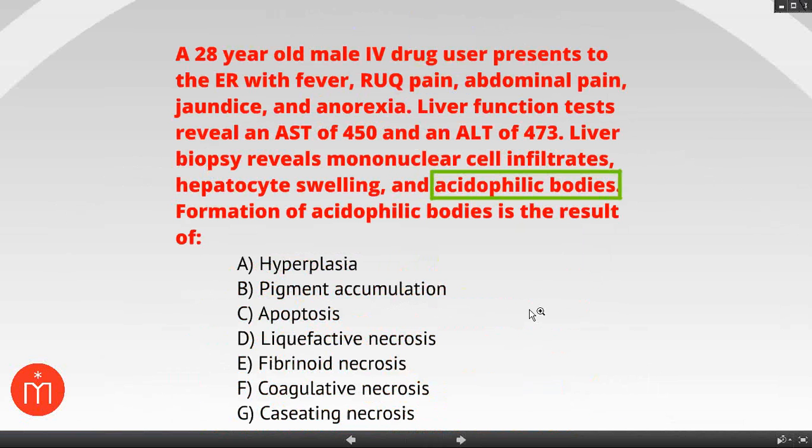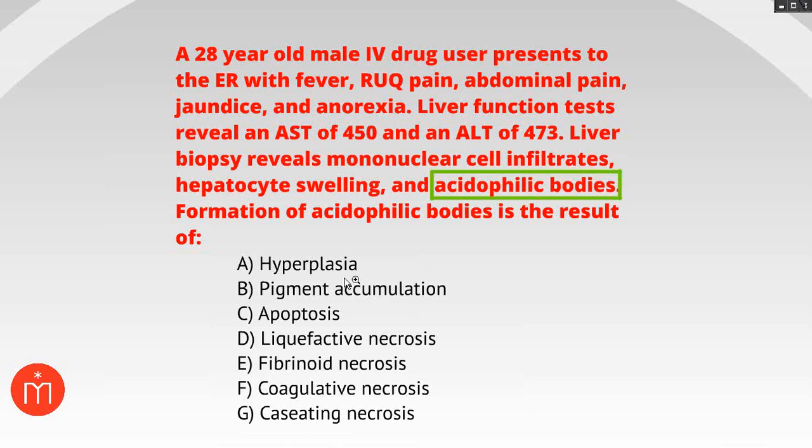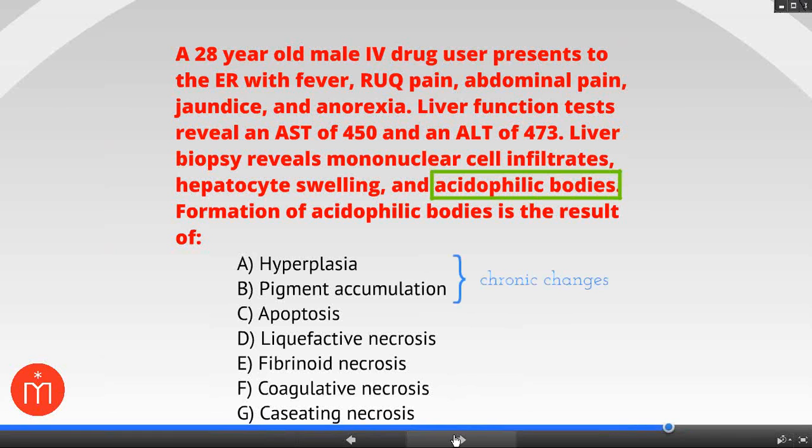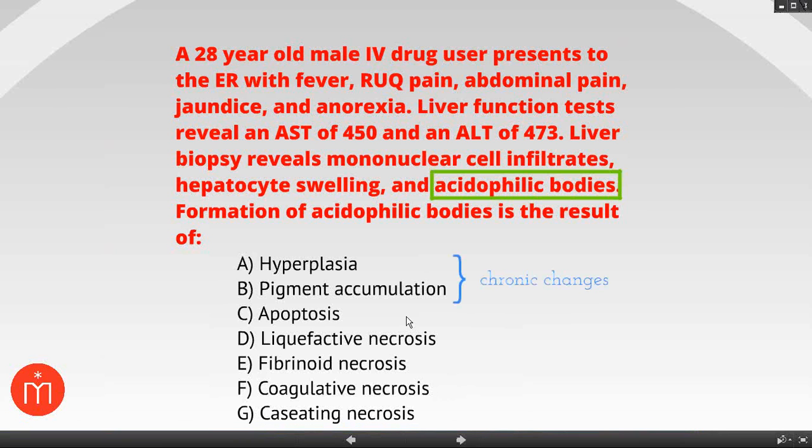Great. So now we're back to our vignette. We have a much better understanding of these answer choices. Many of you might think you know what the answer is, but it's still not completely clear. What are acidophilic bodies? How will we figure that out? One way we can do that is by stratifying or organizing the answer choices.